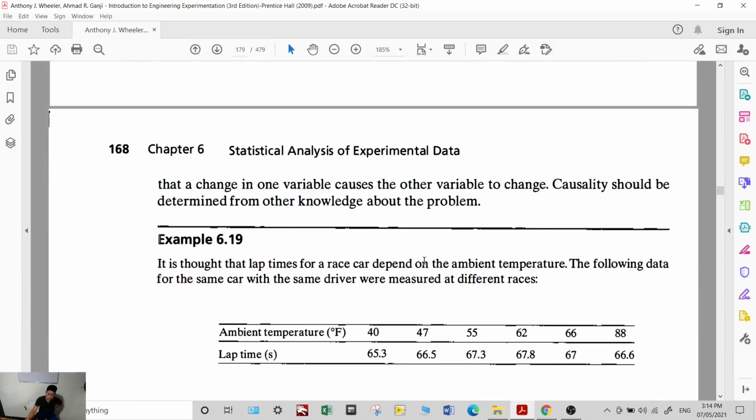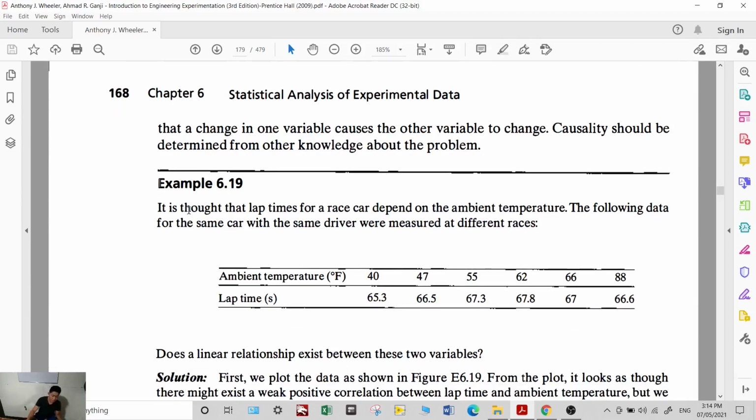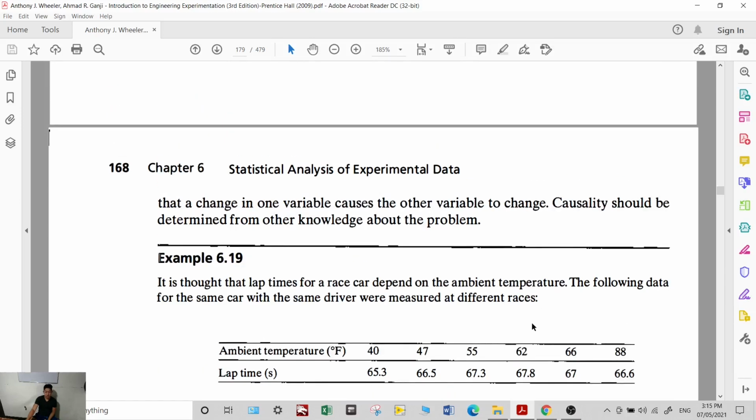In order to illustrate that, let's have an example between lap time and ambient temperature. Is there a relationship between lap time and ambient temperature? It is thought that lap times for a race car depend on the ambient temperature. The hypothesis is that the ambient temperature affects the time it takes the car to finish a certain track. The following data, just 6 data points, for the same car with the same driver were measured at different races.